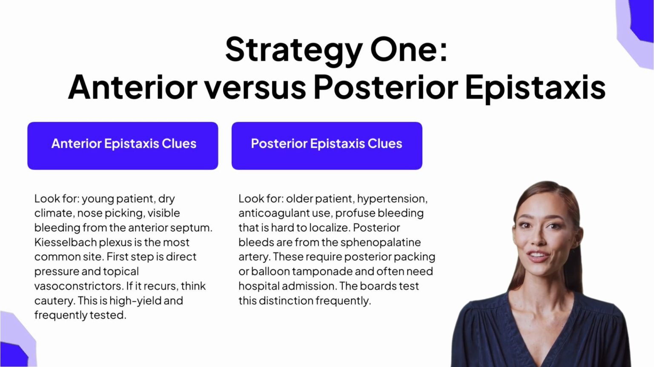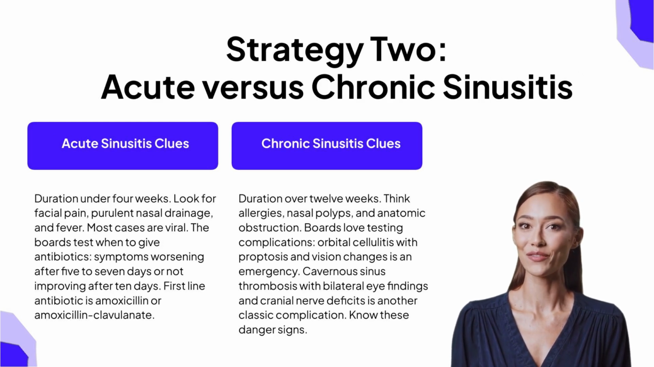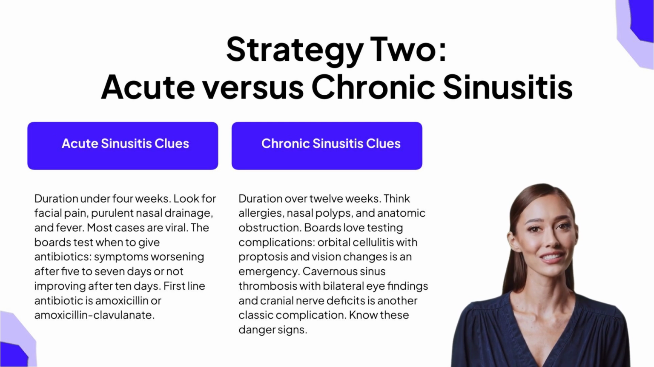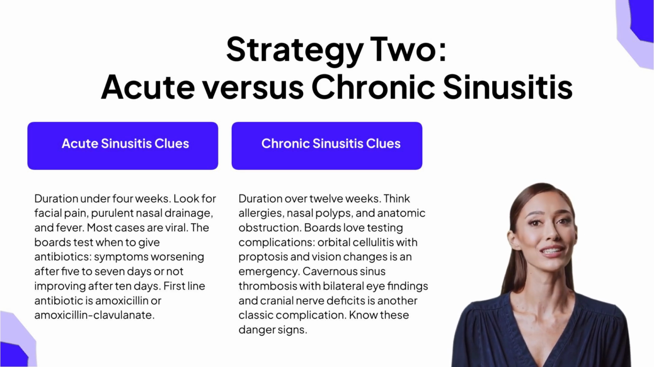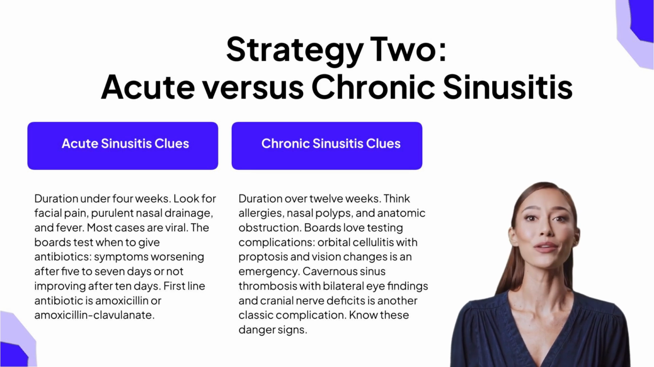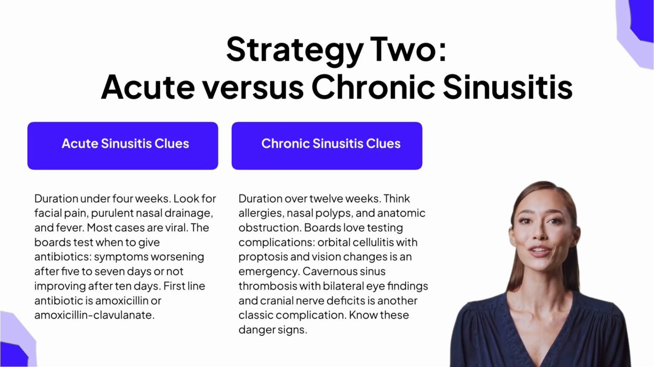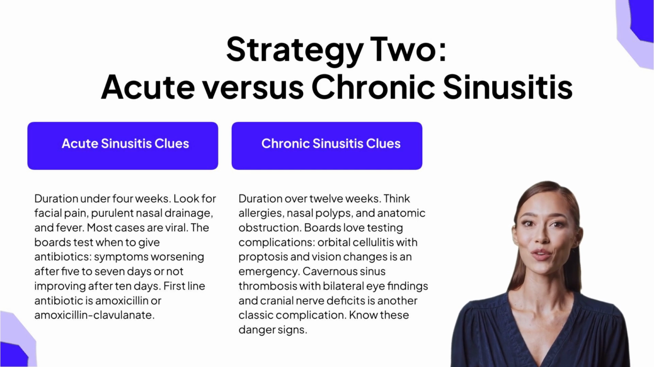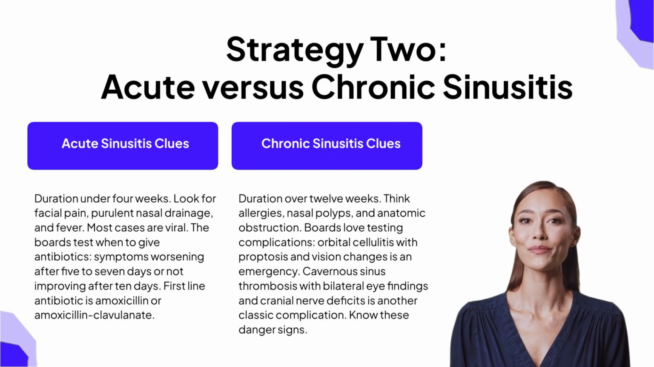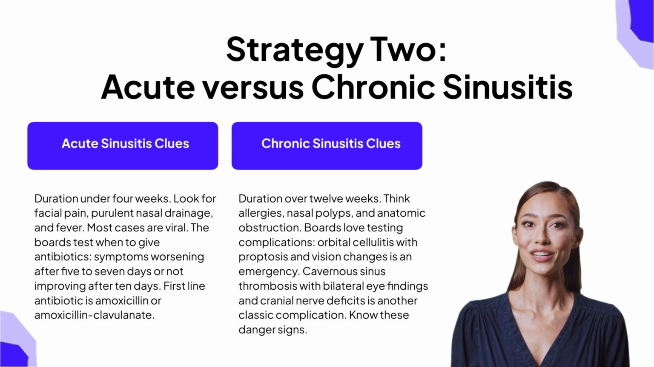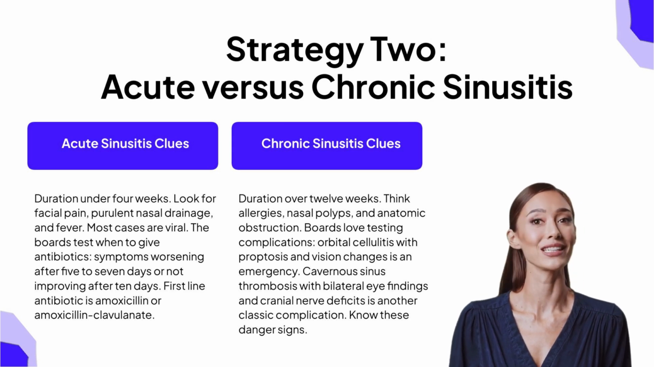Strategy 2 is about distinguishing acute from chronic sinusitis, because the boards test management decisions based on duration and severity. For acute sinusitis, the duration is under 4 weeks. Most cases are viral, and the boards want to know when to give antibiotics. The key triggers are symptoms that worsen after 5 to 7 days, which is called double worsening, or symptoms that persist beyond 10 days without improvement. First-line antibiotic treatment is amoxicillin or amoxicillin clavulanate.